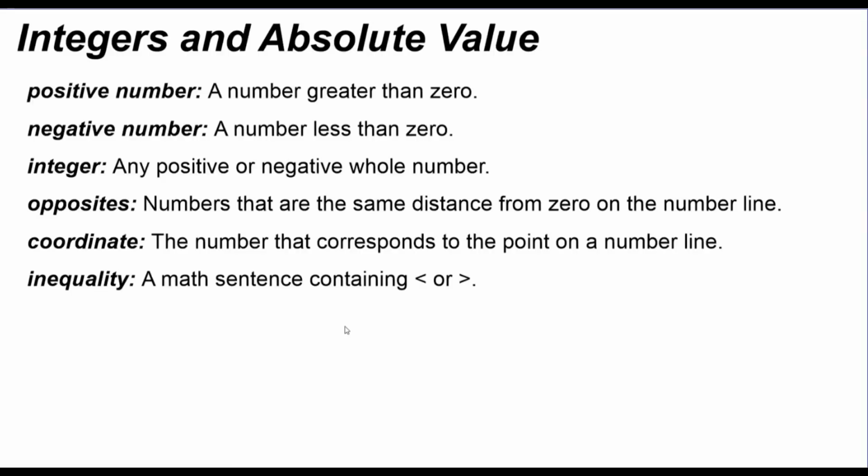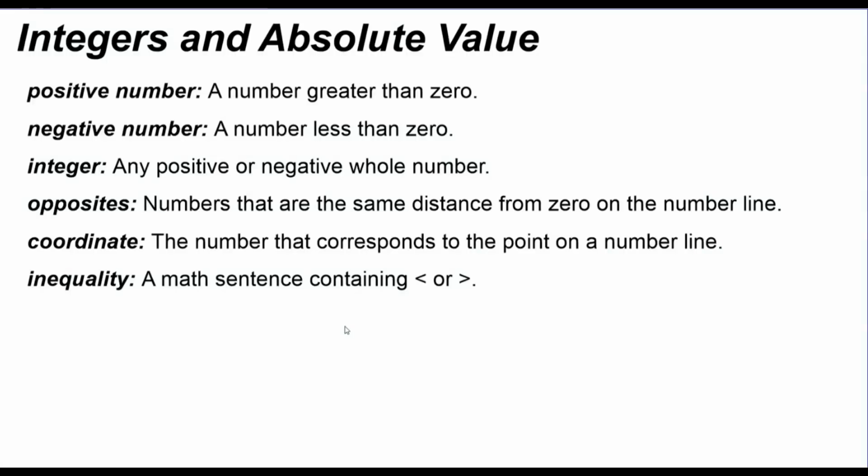All right, in chapter 2, we're going to be talking about operations with integers. So we're going to be working with these types of numbers called integers. Our first lesson here in chapter 2 is integers and absolute value. We're going to talk about some basic types of numbers today and a little bit about absolute value if you've never heard of that. So we're going to talk about some of this vocabulary here.